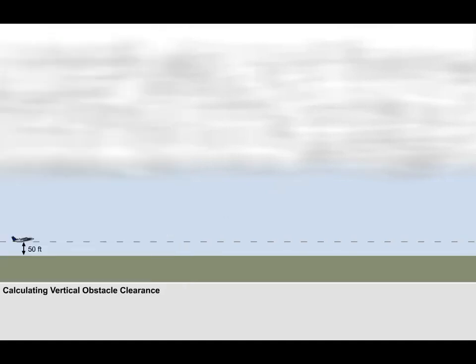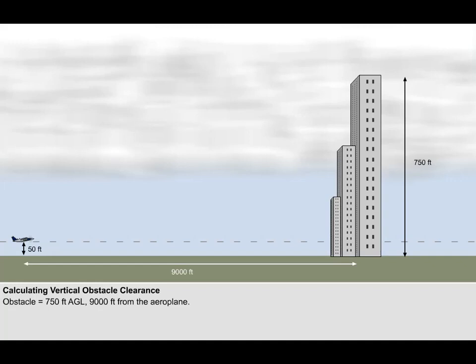In order to calculate this, various items of information are needed. Shown on screen is an example aeroplane at the 50 feet screen height, with a representative obstacle of 750 feet above ground level and 9,000 feet away from the aeroplane. In order to calculate the vertical distance the aeroplane will gain, and therefore work out the obstacle clearance, the gradient of climb achieved by the aeroplane needs to be known. This gradient can be extracted from a graph or table in the aeroplane flight manual.